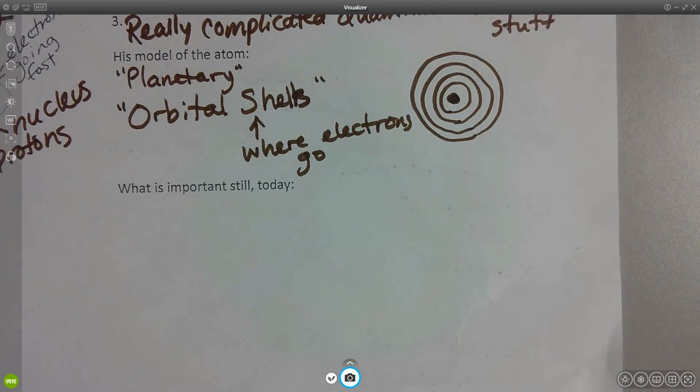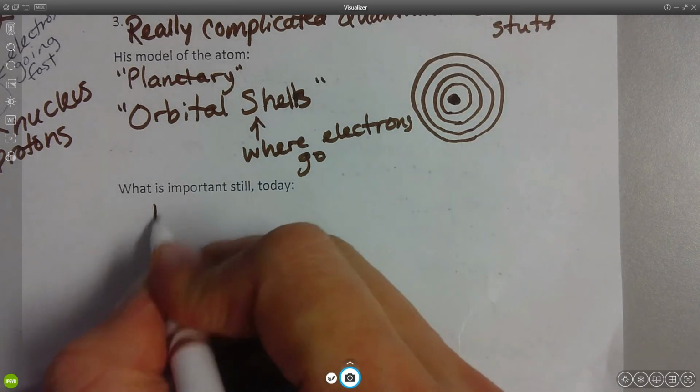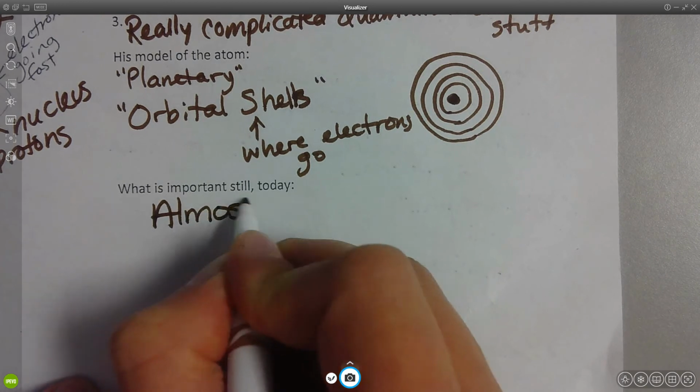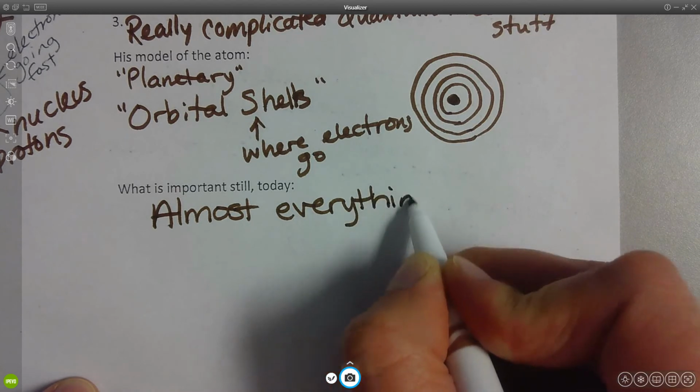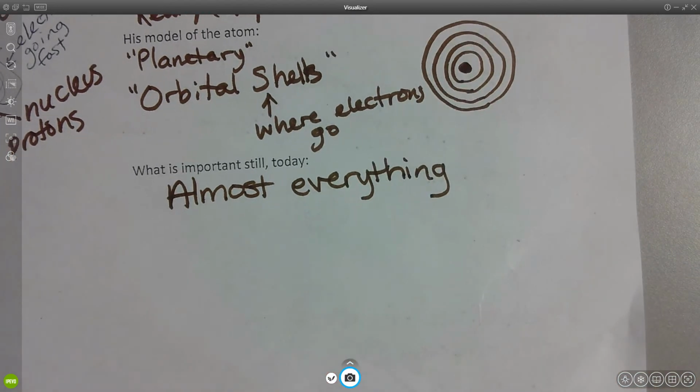All right. What's still important today from Bohr's theory? Well, there's none left on our list that we used today. Yes, almost everything from this theory is still important today. There's some details that have been changed since. There's another guy who came along with a theory. His name was Schrodinger, and he had some more complicated stuff. Quantum mechanics has continued to be studied more and more and had more discoveries. But the basic gist of what Bohr discovered, we pretty much still use today. Sound good?